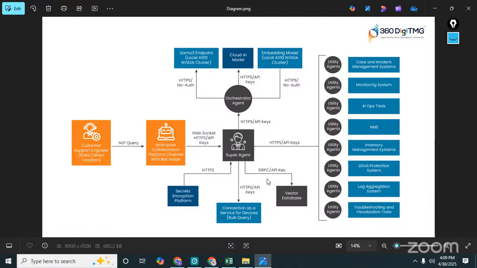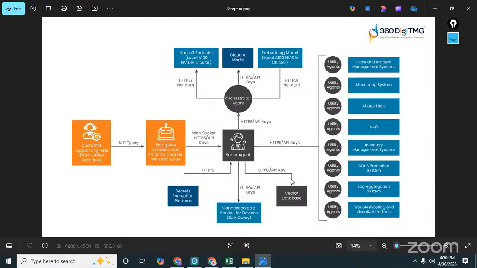Secrets encryption platform, right? This will ensure that no credentials are exposed, all your tokens, passwords, any API keys that you use. They're basically used to talk to external systems. They're all supposed to be securely stored and accessed. This will ensure compliance with data security standards, for example, SOC2, ISO 27001, all these things. And vector databases and semantic understanding.